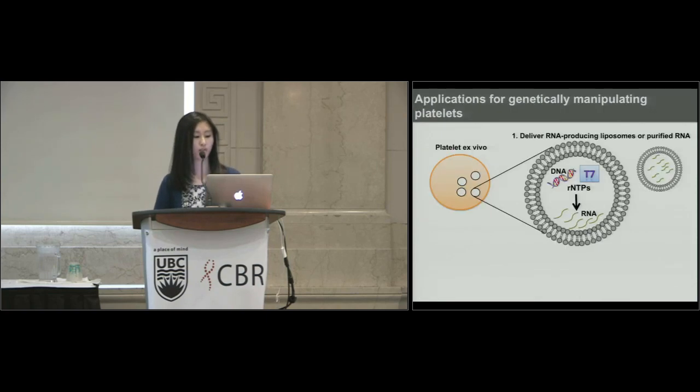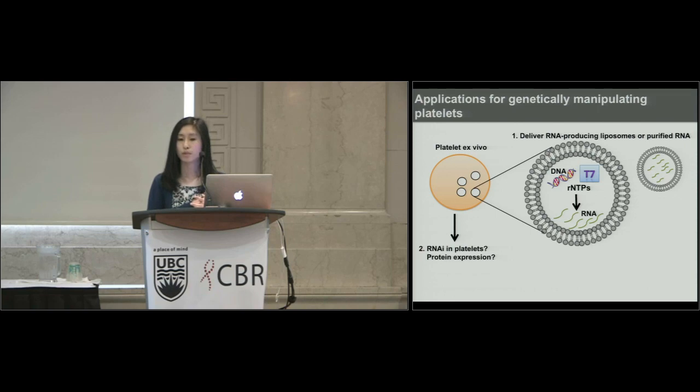So what I've shown you today so far is that we can load platelets with these transcriptionally functional liposomes. And we also have preliminary unpublished data showing that we can deliver just purified RNA to the platelets with greater efficiency. And some of the applications we're thinking of is that if we deliver these RNA to the platelets, can we induce an RNAi response or get the mRNA to be translated in the platelets? And these really will allow us to upregulate or downregulate certain protein targets and potentially be able to study platelet function in ways that we haven't been able to before.